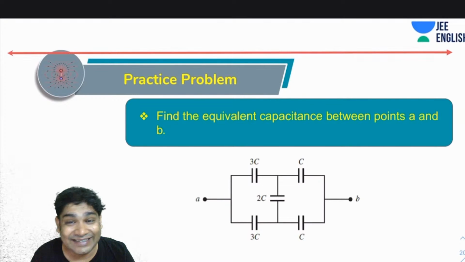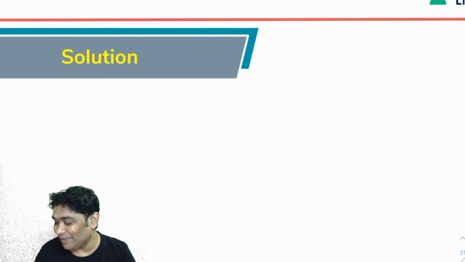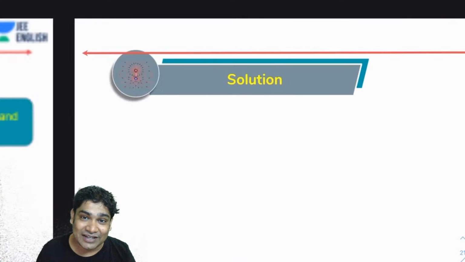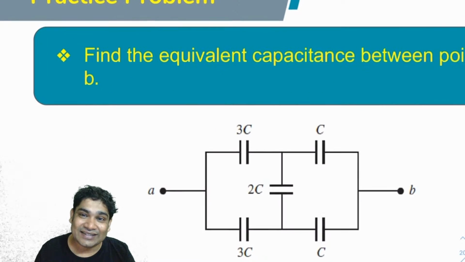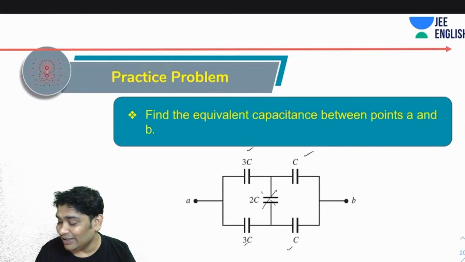Yes, 3C by 2. The answer is 3C by 2. Very well done, Mahendra. This is a balanced Wheatstone bridge. This is to this is equal to this is to this, so you can simply remove this. Then there is nothing.